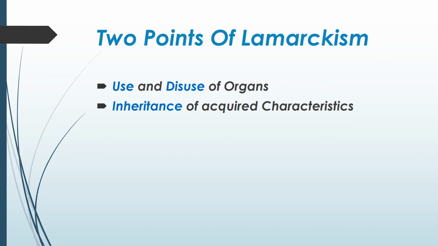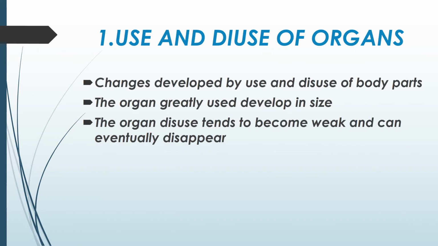Lamarckism proposed his theory in two points. The first point was use and disuse of organs. The second was inheritance of acquired characteristics. So, use and disuse of organs: changes developed by use and disuse of body parts. Lamarck says that changes which are developed in organisms' bodies are just because of use and disuse of body parts.